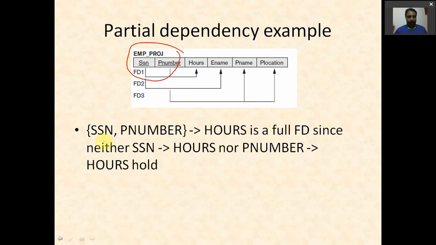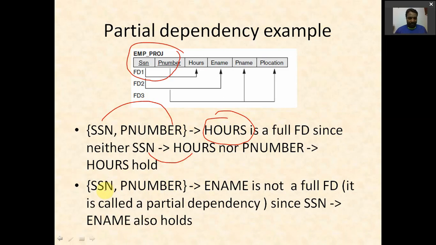Now we will see one example. Here, hours is fully functional dependent on SSN and P number because we cannot have a functional dependency SSN to hours. That is, hours is not dependent on SSN alone. Hours, for an employee who has worked in a particular project, does not depend on the SSN value alone. It depends on P number also, on that particular project also. Also, hours is not dependent on P number alone. So hours is dependent on both SSN and P number. This is known as full functional dependency.